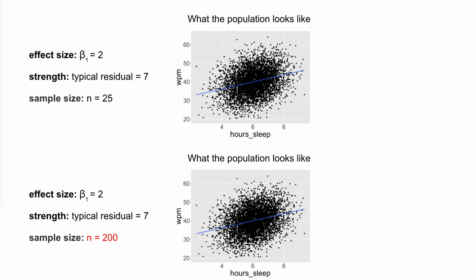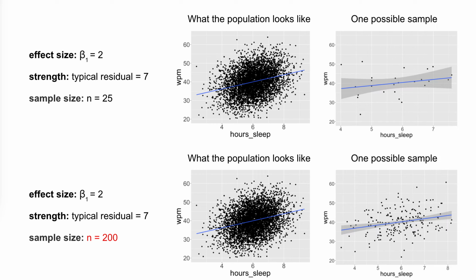Finally, suppose that we keep the exact features in the population, yet we increase our sample size from 25 to 200. Consider just one possible sample outcome in both of these settings. Notice that when we take a small sample of size 25, our error bars here are wide enough that we're not able to detect a significant relationship between typing speed and sleep.